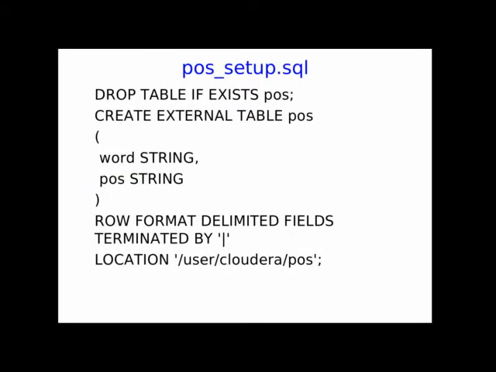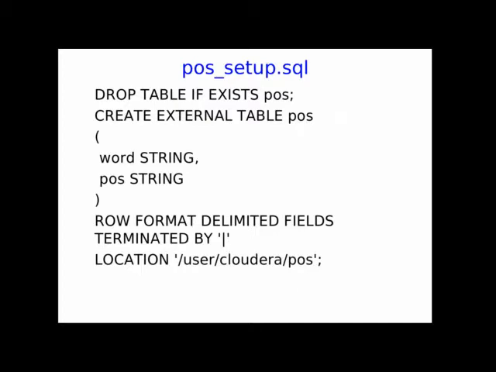Here's the setup file, as I promised. It's really straightforward. The first line just says, if this table exists, go ahead and get rid of it. Then you create a table. I called it POS for part of speech. It has two variables. There's a word variable, which is a string, and the POS variable, which is a string. So there's a word and a part of speech, as we saw earlier. And the location is relative to the Hadoop file system.